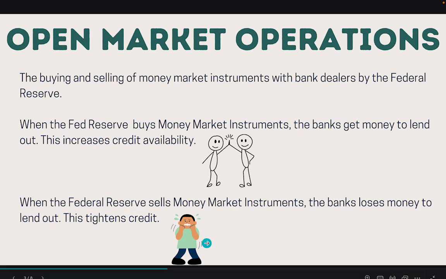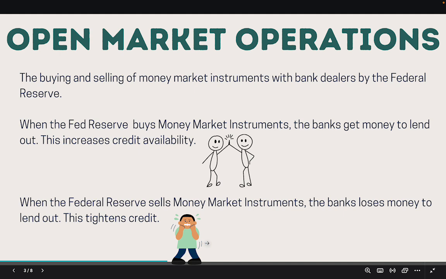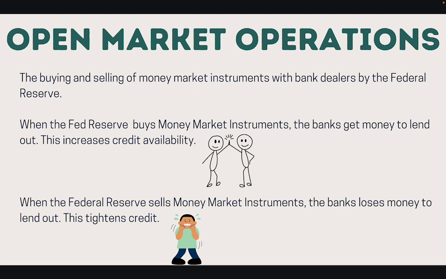Okay. This section is really here to talk to you about open market operations. You can expect to see some questions on this. Let's understand the concept. We are not memorizing, we're learning concepts. Okay, so first of all, what are open market operations? They are the buying and selling of money market instruments with bank dealers by the Federal Reserve.